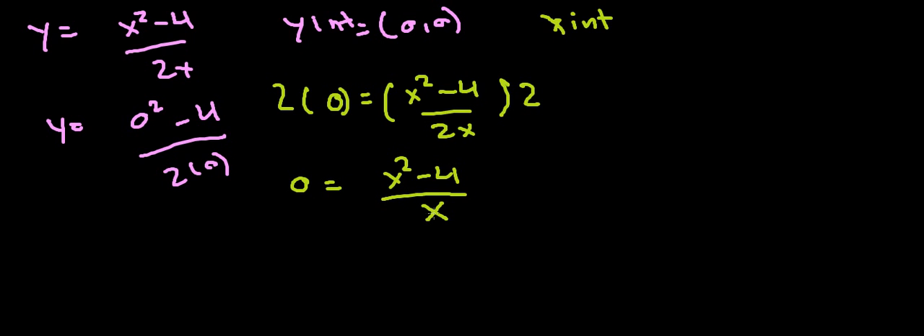A lot of people can see already, well, if I put x in as 0, I'm going to get a 0 in the denominator. And that is true. So 0 is an x-intercept. So 0 is one of the solutions.